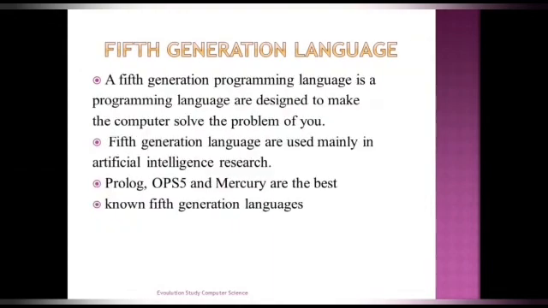Now let's talk about fifth generation languages. A fifth generation programming language is a programming language that is designed to make the computer solve the problem for you. Fifth generation languages are used mainly in artificial intelligence research. Prolog, OPS5 and Mercury are the best known fifth generation languages.